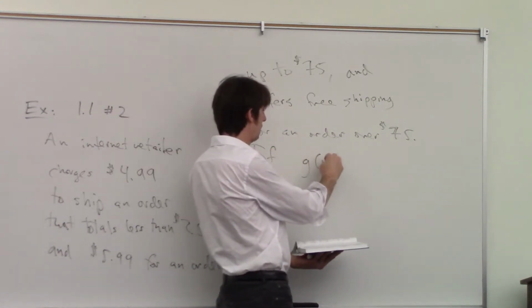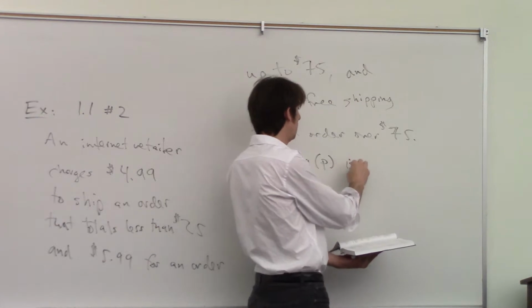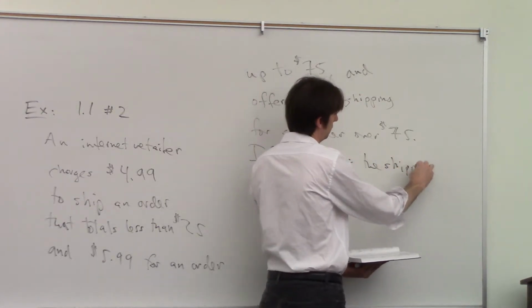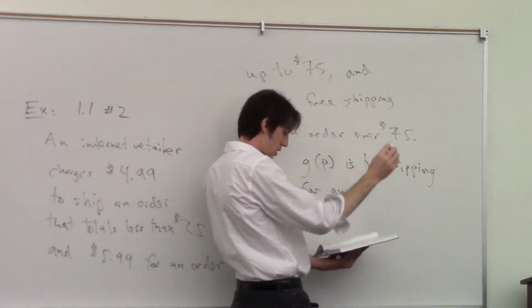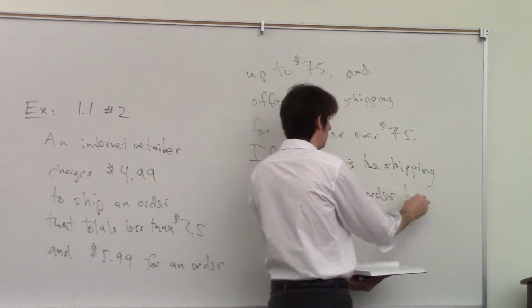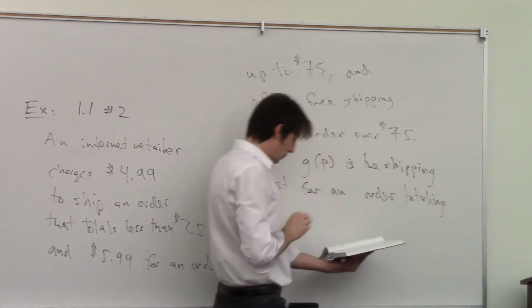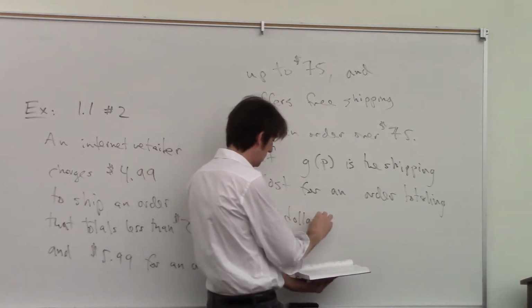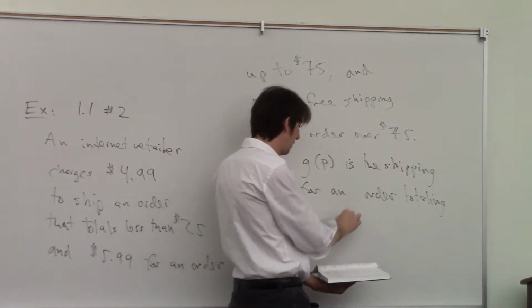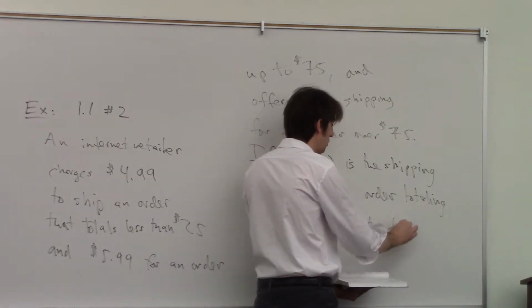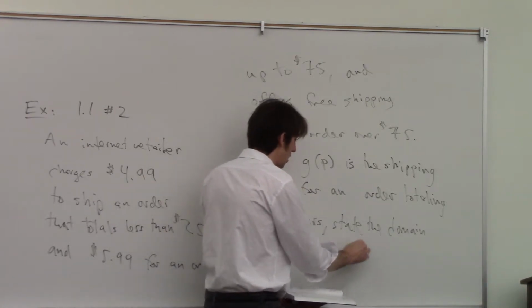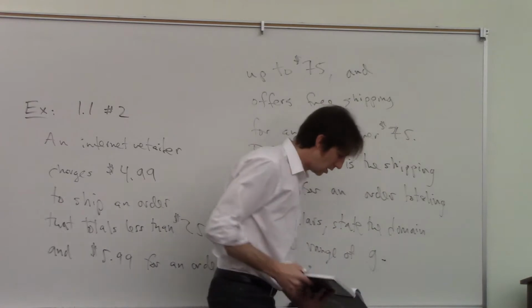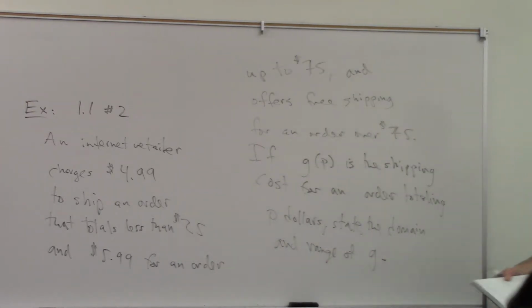If G of P is the shipping cost for an order totaling P dollars, we're supposed to do a couple of things. We're supposed to state the domain and range of the function G. I'm actually going to do a few other things in this problem, but that's what the textbook says.